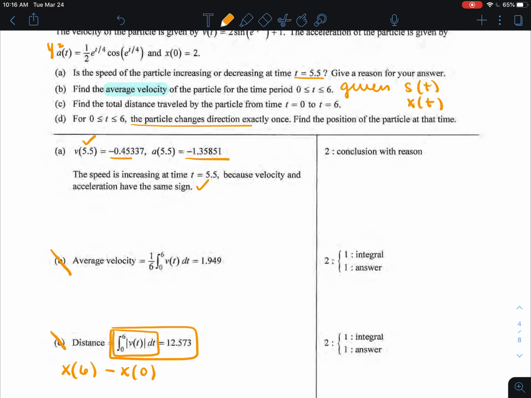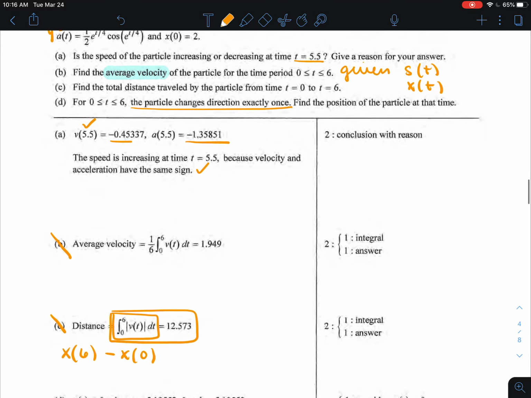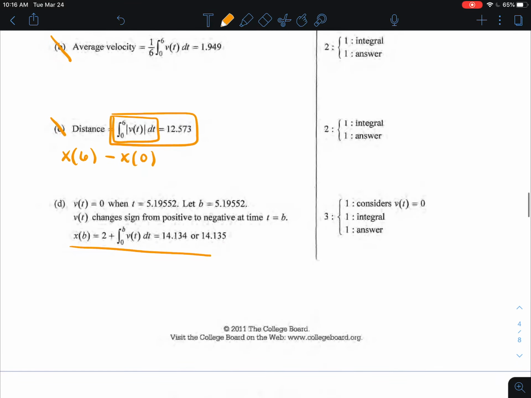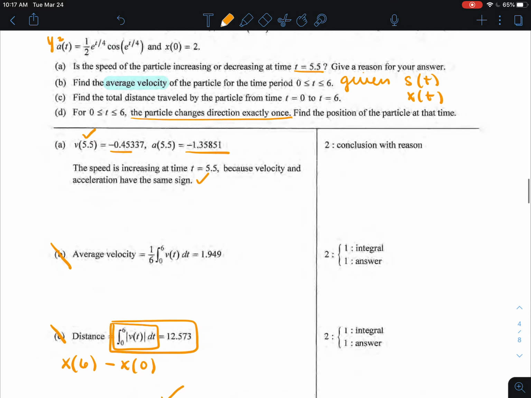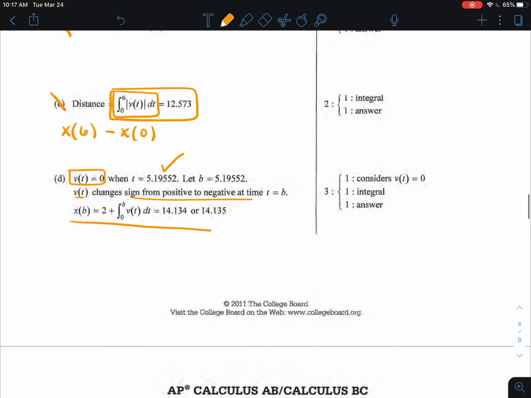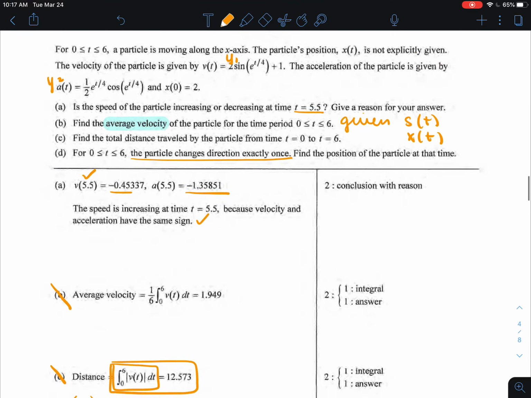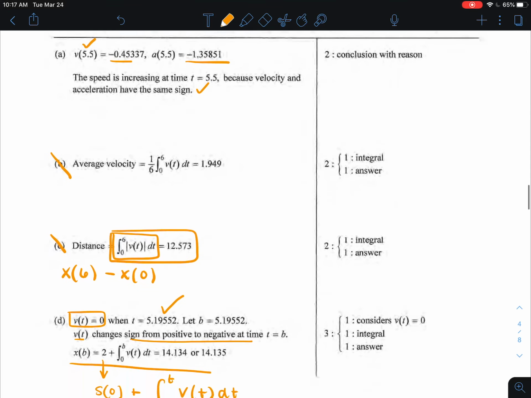Part D says the particle changes direction exactly one time. Find the position of the particle at that time. So this you could do. You could set the derivative equal to 0. I'm sorry, you could set velocity equal to 0, which would be position 0. And it is at one time, right? Exactly one time that happens. And so, oh, hold on, no we can't because it's integration. V of t changes from positive to negative, which means it changes direction exactly one time. And so then you would just take your initial, that would be your s of 0, plus the integration of v of t from 0 to the time it changes direction. And that would give you the time and the position of the particle at that time.